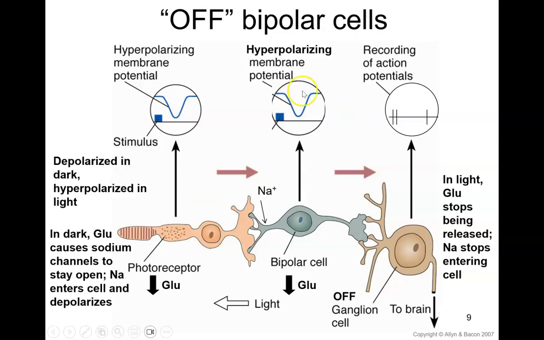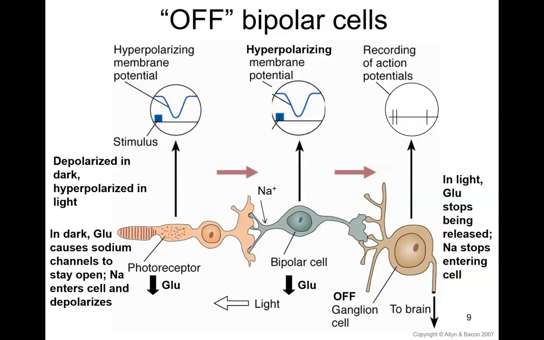So again, off bipolar cells are depolarized in the dark, and they are hyperpolarized in the light. In the dark, glutamate release from the photoreceptors will cause the sodium channels to stay open, allowing sodium to flow inside of the cell and depolarize the off cell. In the light, the photoreceptors hyperpolarize and reduce the glutamate release. Because of that, the sodium channels close on the bipolar cell. Sodium will stop entering the cell, and that will effectively hyperpolarize the off cell.